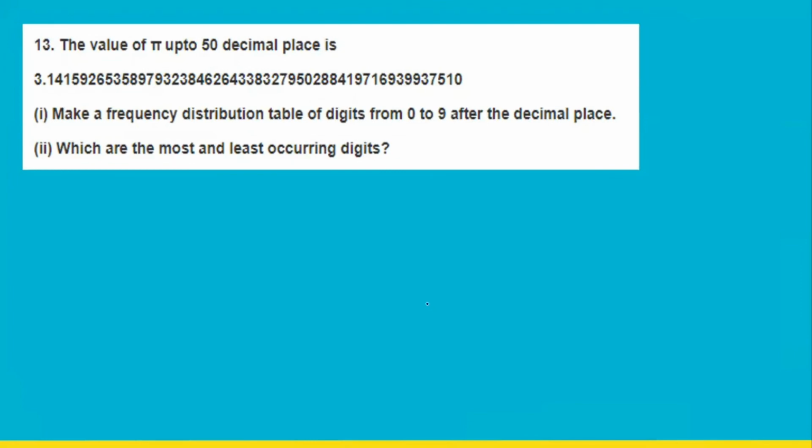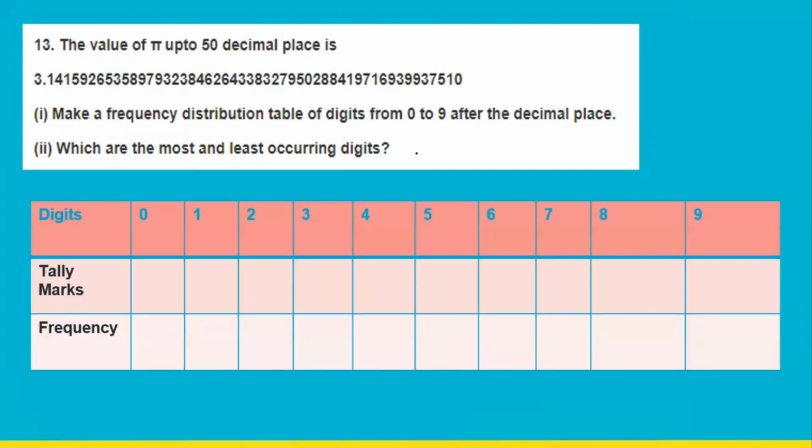Now, in the last question, you are given the value of pi up to 50 decimal places. You are asked to make the frequency table of digits from 0 to 9. So be careful. The easy way is when we do the tally marks. We have written the digits from 0 to 9 over here. So you are asked to make the frequency. Let us go on cancelling. So we cancel 1, and we write 1 tally mark over here. Then next is 4, we make a tally here. Next is 1 again, make tally.